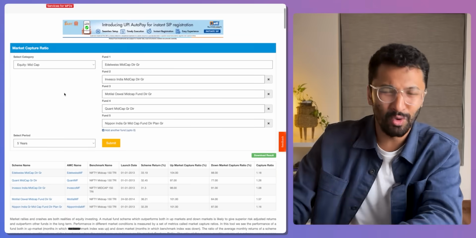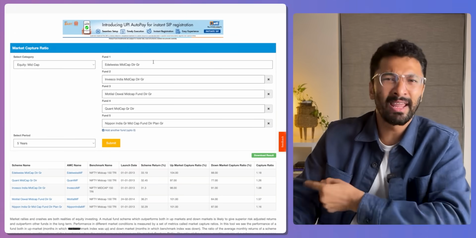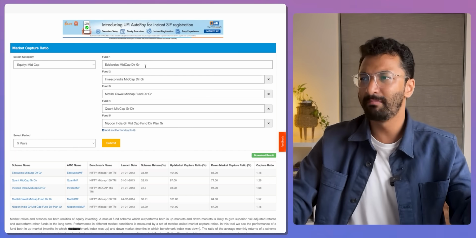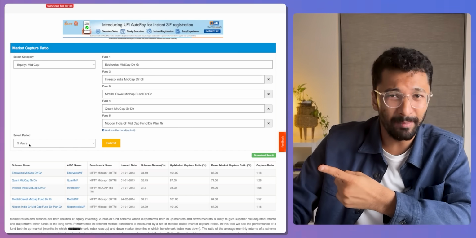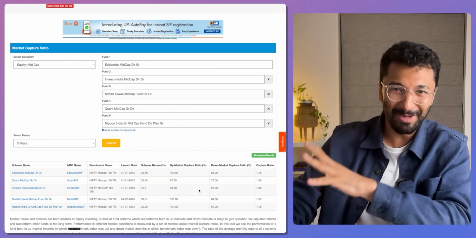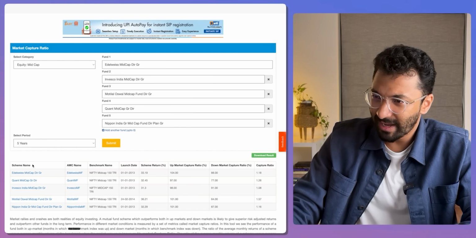Here I am on Advisor Coach, once again linked below the like button. I've compared the Edelweiss Midcap Fund against the other top performing midcap funds in India. And here right away you would see I've selected the 5-year capture ratio. You'll see multiple things happening. Just follow my mouse. I know it can be complicated. You want to look at Edelweiss here first, right?